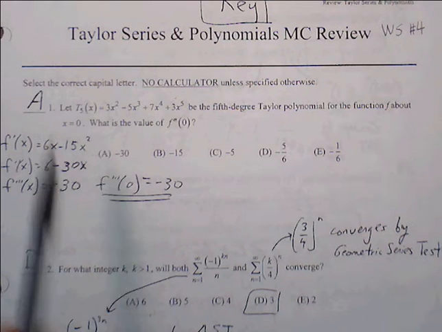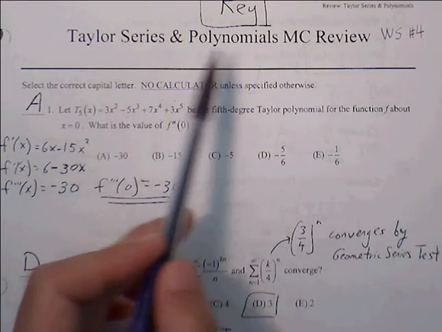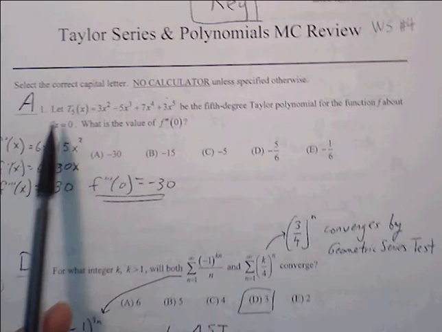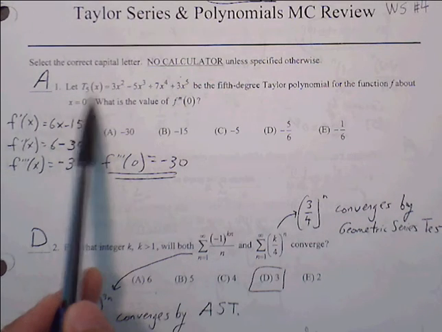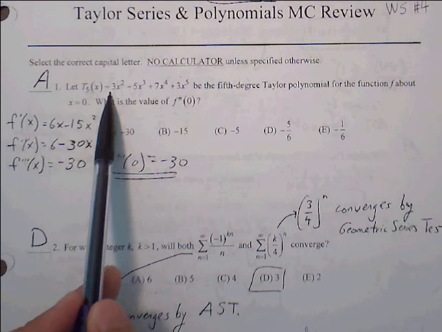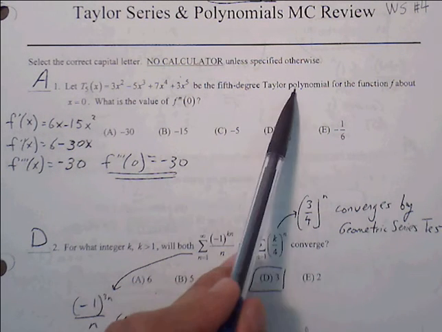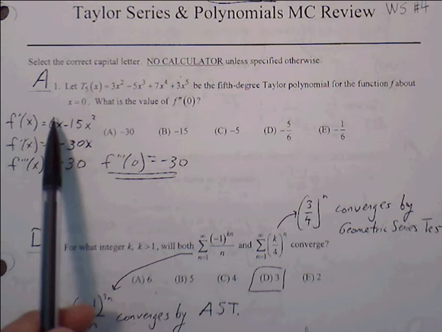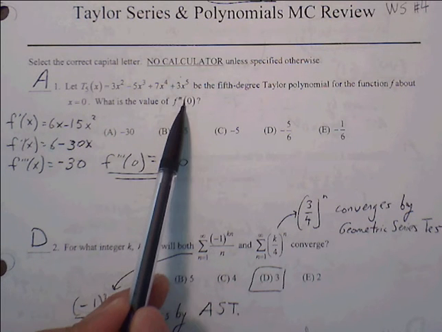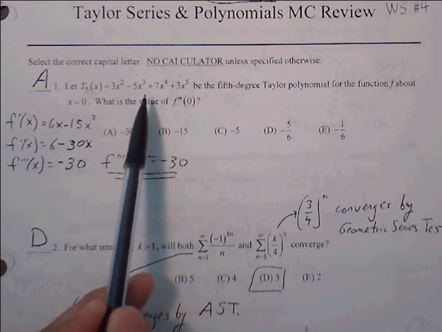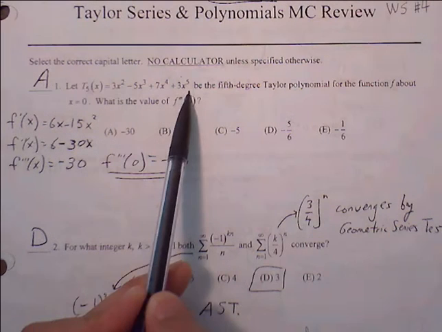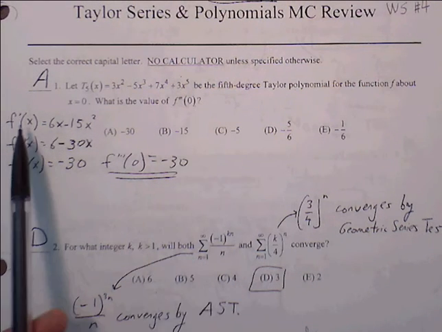We're looking at the Taylor series and polynomial multiple choice review. Number one, let the Taylor polynomial be represented by this equation here. This is a fifth degree Taylor polynomial for the function f about x equals 0. What is the value of the third derivative evaluated at 0? So we can just go through and find the third derivative and then plug 0 in.